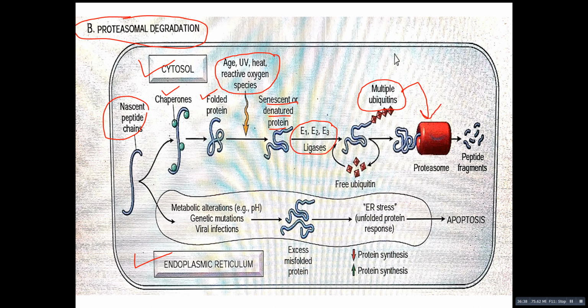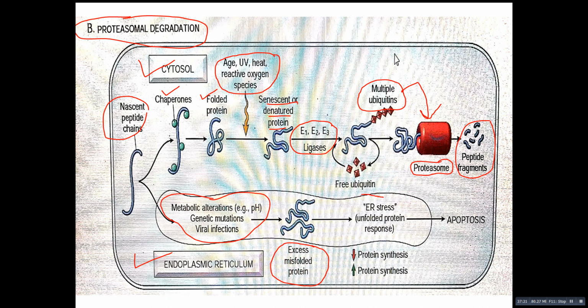Another pathway takes place in the endoplasmic reticulum. Maybe there are many kinds of metabolic alterations or genetic mutations or viral infection, meaning this is not a normal process. Some type of injury is present. So inside the endoplasmic reticulum, there is an excess amount of misfolded protein, and we have already mentioned that whenever it exceeds the capacity of the endoplasmic reticulum to degrade the protein, it will go into endoplasmic reticulum stress response, also called unfolded protein response, which leads to cell death or apoptosis. I hope this is clear. Coming to my next slide.